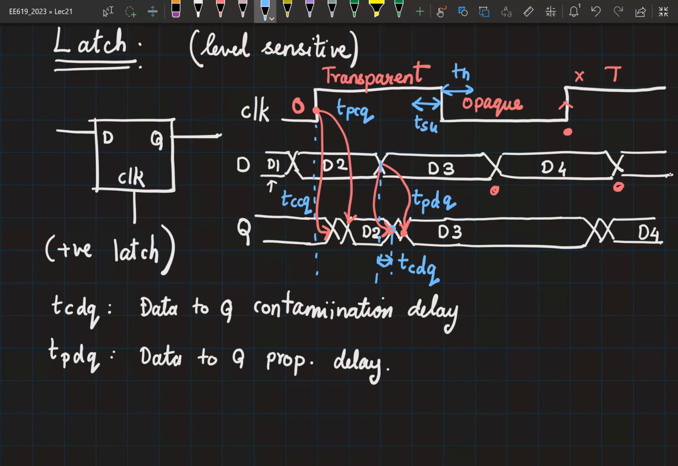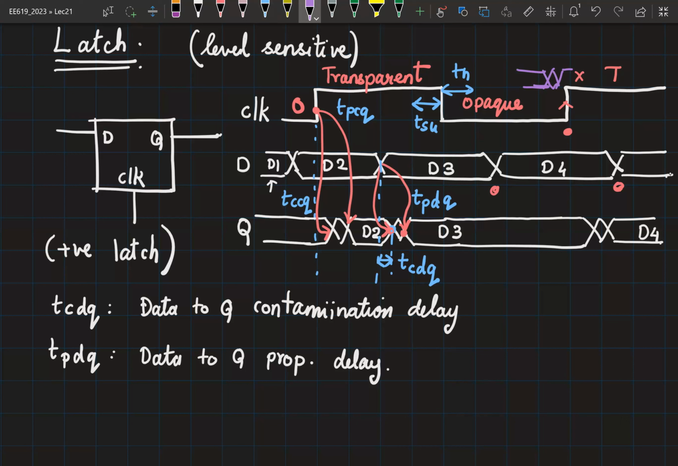So if you set up the data sometime here, is that the... Yeah. Then it changes again before the clock. You should be able to define such a time also, right?